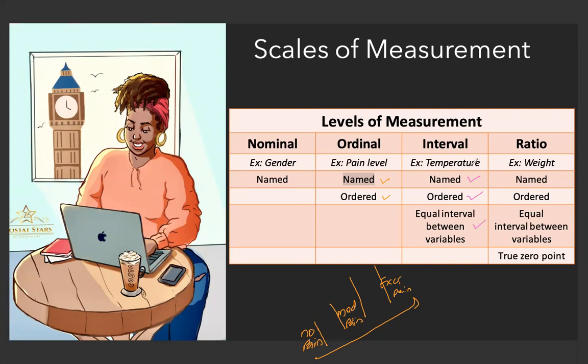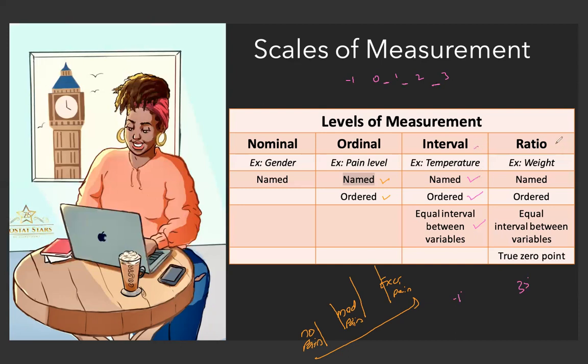So think about temperature, for instance. Temperature obviously has name and is ordered because we can go, for example, from -1 degrees to 30 degrees. So there is an order, and there is equal interval between the variables. It's like a degree apart. So we have -1 degree, we have 0 degree, we have 1 degree, we have 2 degrees, we have 3 degrees. So there's equal interval between the different variables. So this is present in the interval level of measurement.